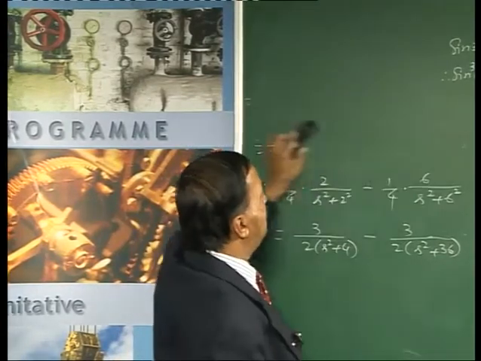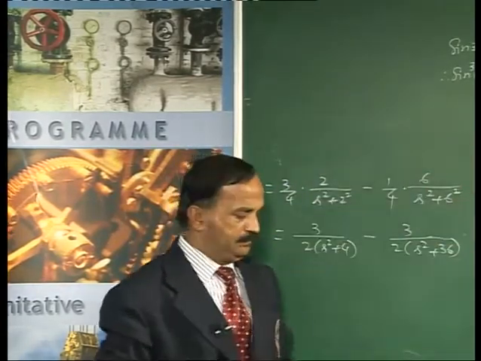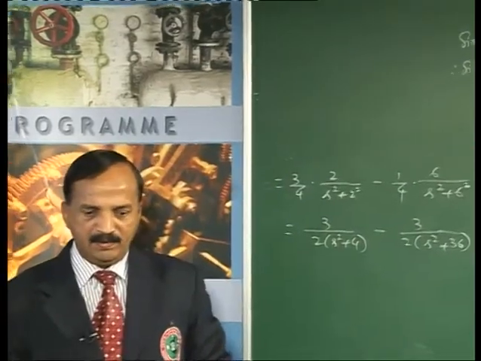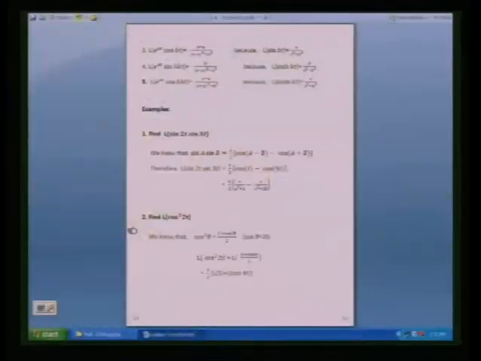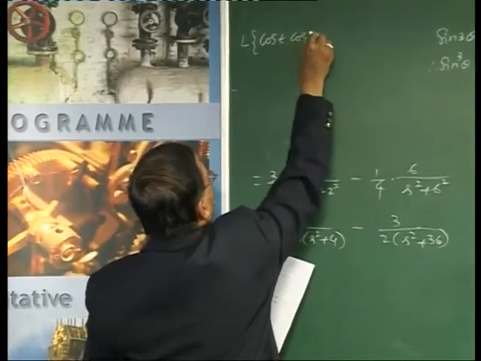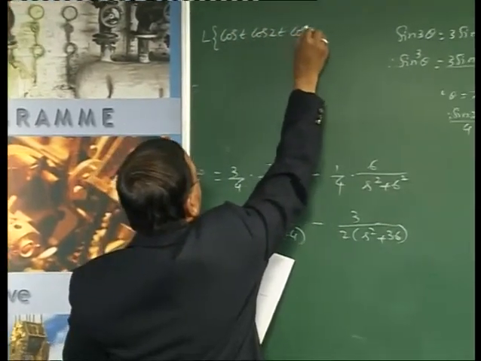Find L of next example. Find L of cos t cos 2t. Find L of cos t cos 2t into cos 3t.